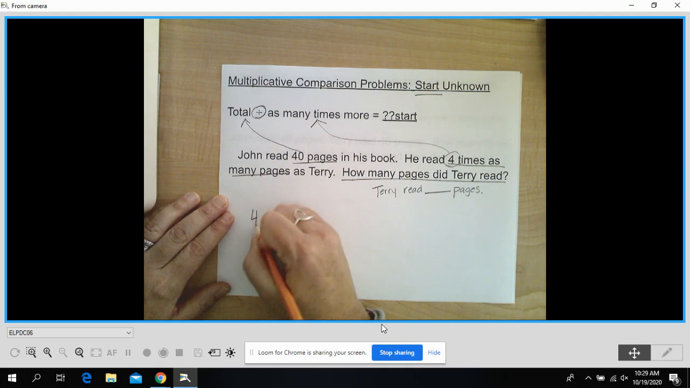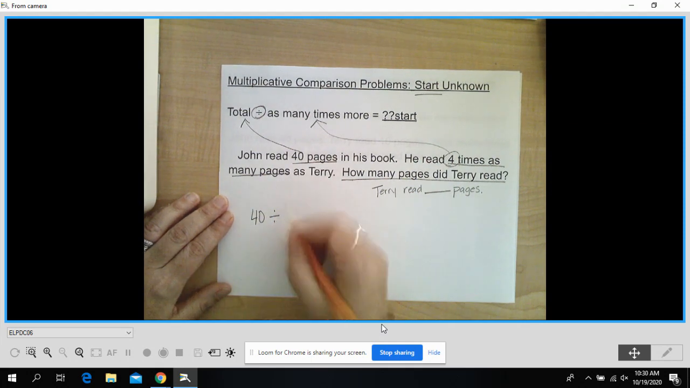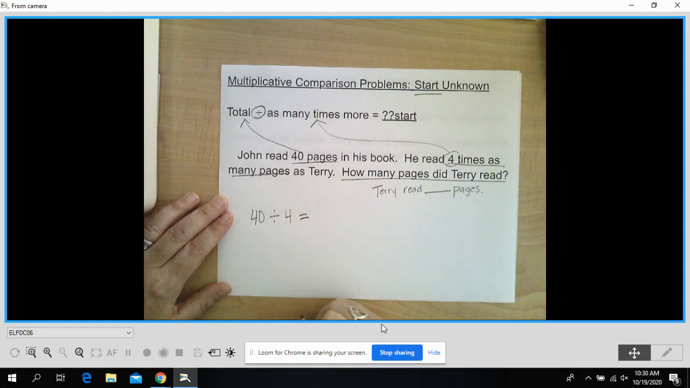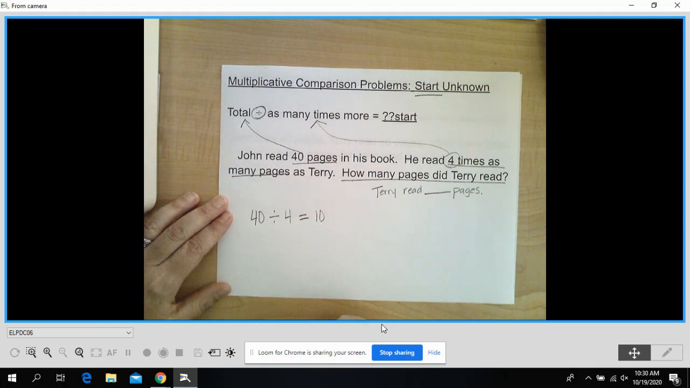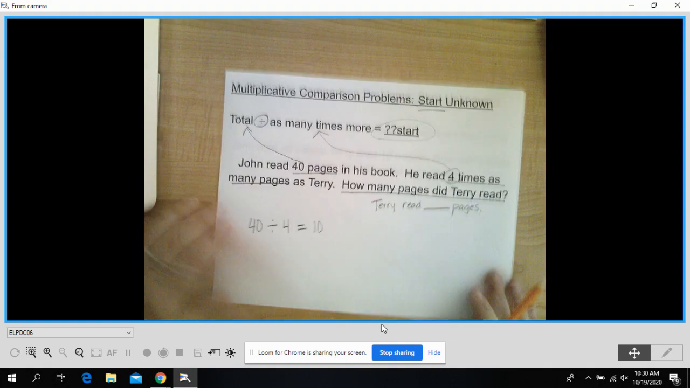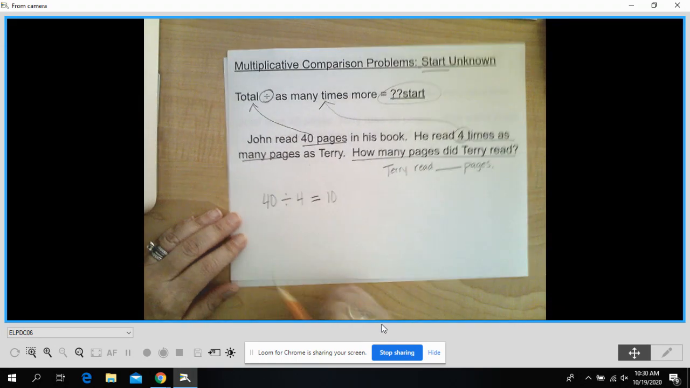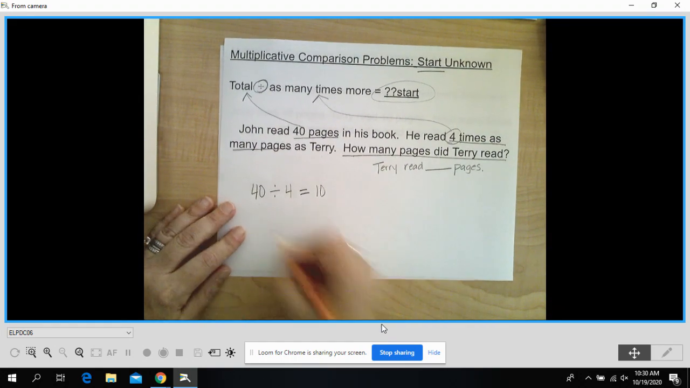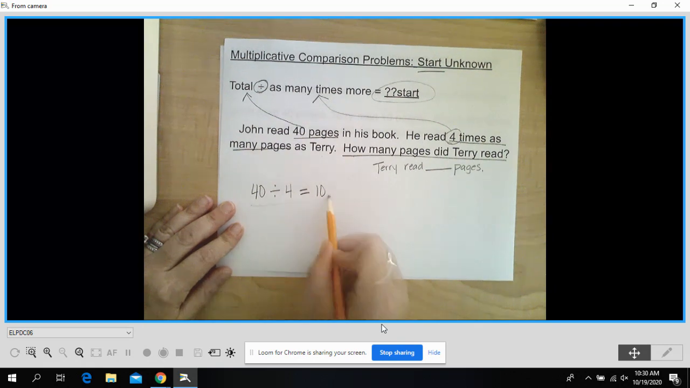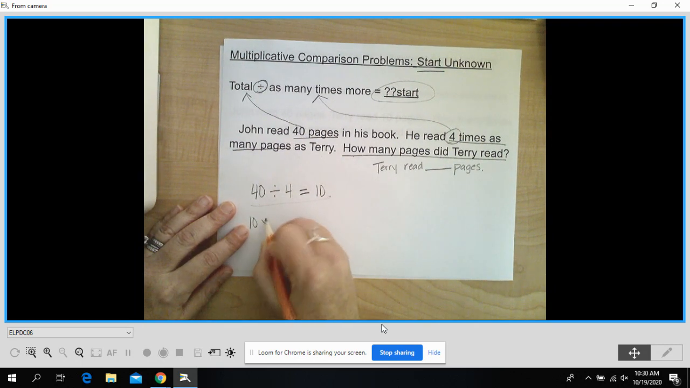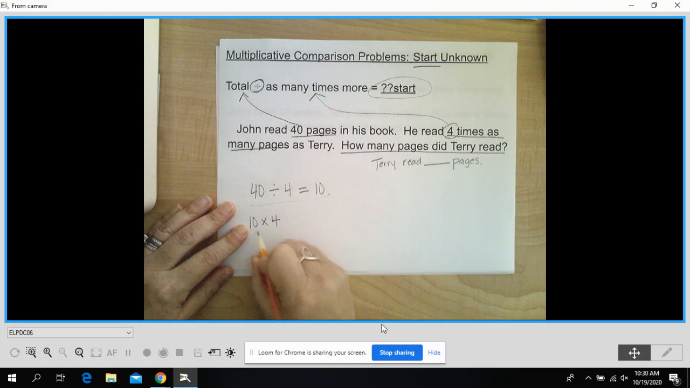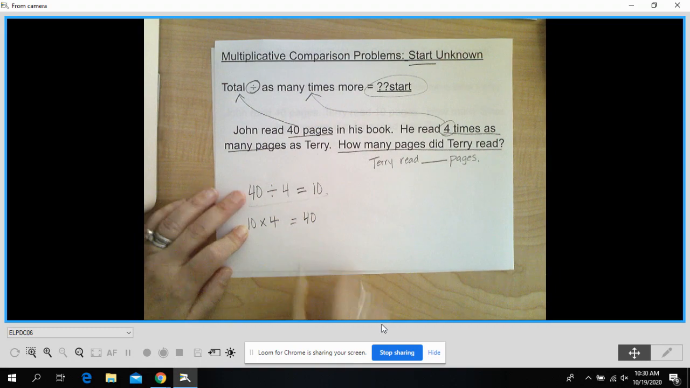Will this let me know how many pages Terry read? Well, let's see. That total is 40. We're going to divide it by 4, and that leaves 10. And that was my start number. Remember from the first problem we did, and the reason I left the numbers the same, look at the start number. Terry read 10 pages. So we're working this out and getting our same numbers. Remember, we talked about the inverse relations. So I can bring this right back to the first problem, the 10 pages that Terry read. John read 4 times more than Terry. It takes me to the 40.